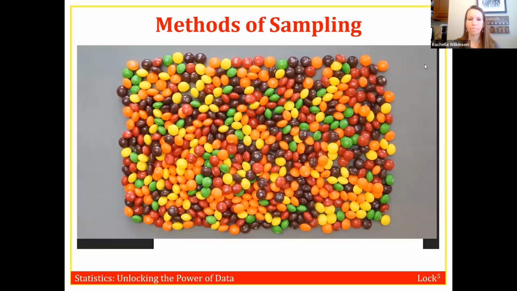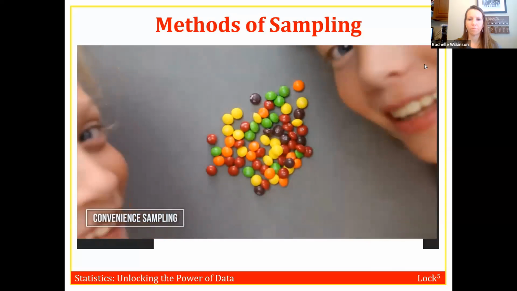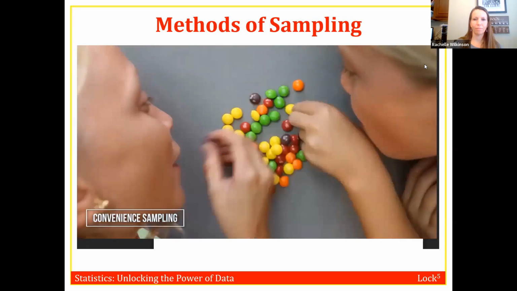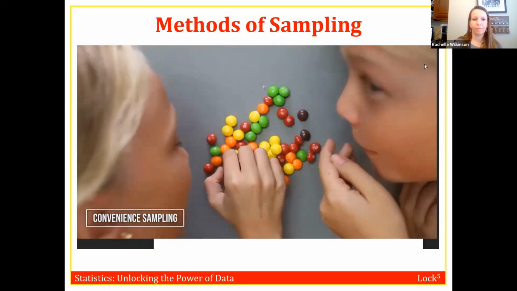The last type of sampling is a convenience sample. In a convenience sample, no random method is used. Instead, we sample individuals who are the easiest to reach, or eat in this case. Now it's your turn. How are you going to go sample the rainbow?